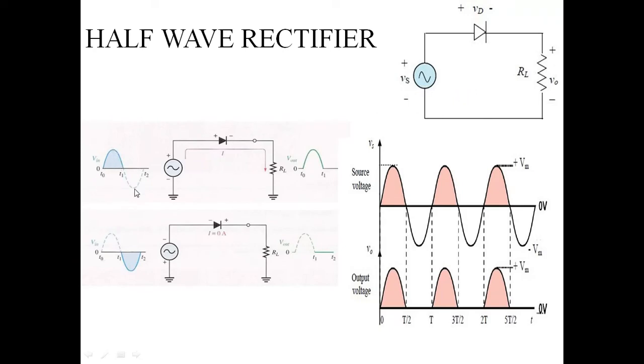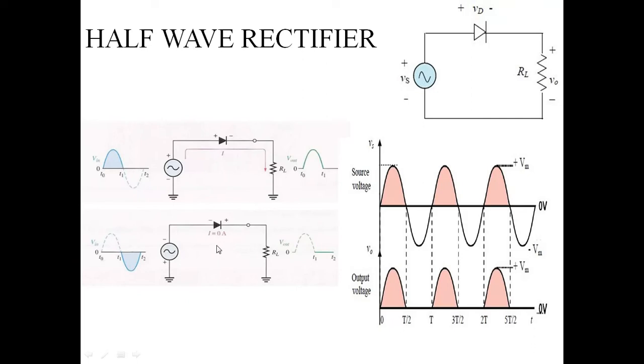Here, this is the input signal, this is the diode, this is the load resistance and this is represented as output. During the positive half cycle of the source, the diode is forward biased and it acts as a closed switch. So this will make the output voltage keep the shape of the input voltage. That means during the positive half cycle, the input is given as the output of the circuit.